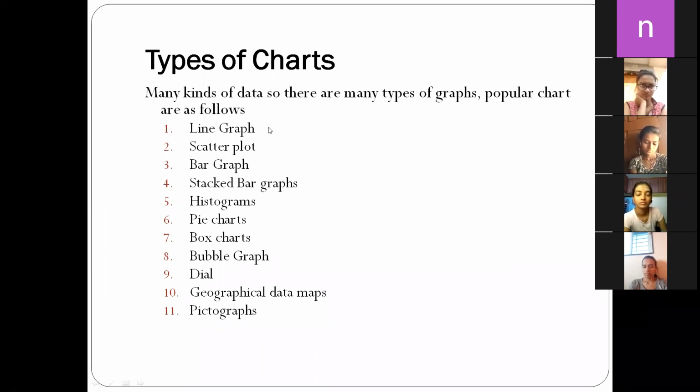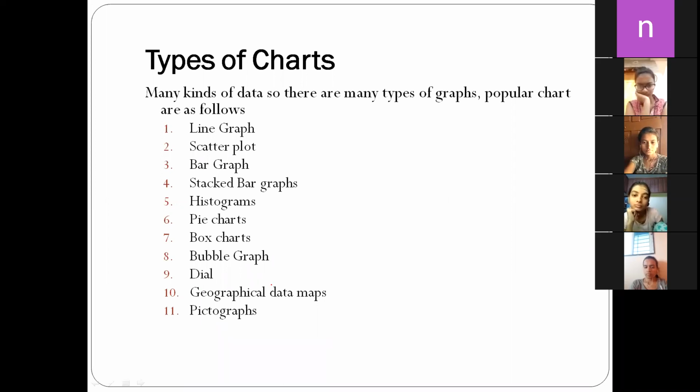First one is a line graph, scatter plot, bar graph, stacked bar graph, histogram, pie charts, box charts, bubble graph, dial, geographical data maps, pictographs. These are the total 11 types of graphs. We'll discuss those graphs one by one. First one is a line graph.